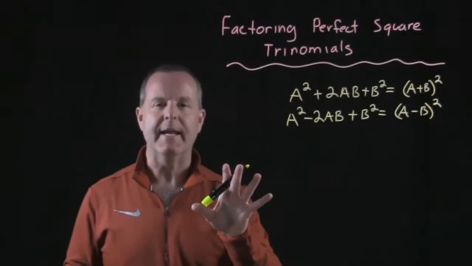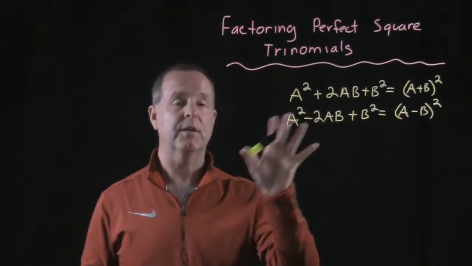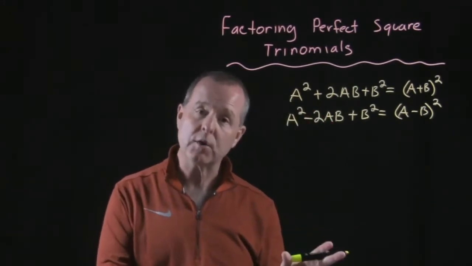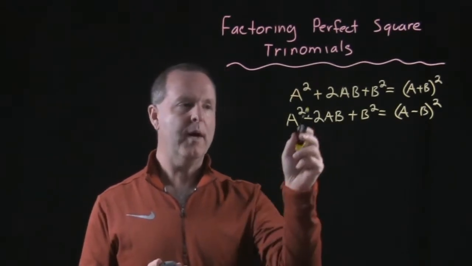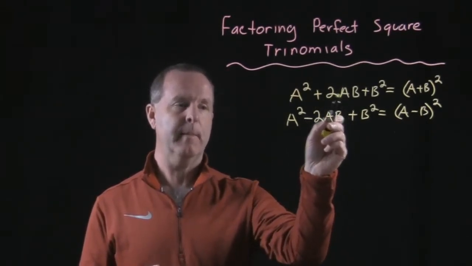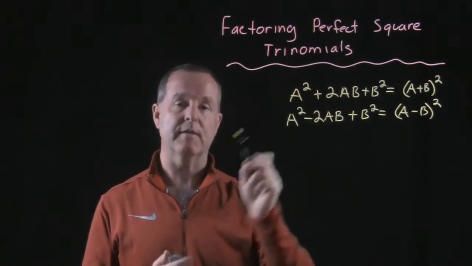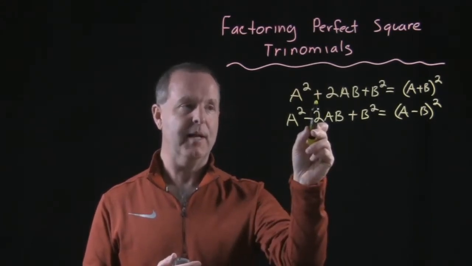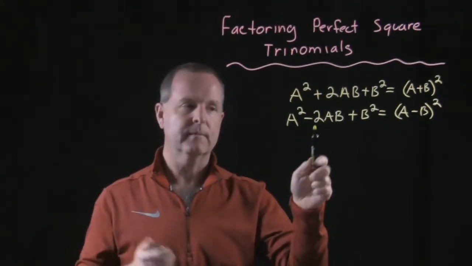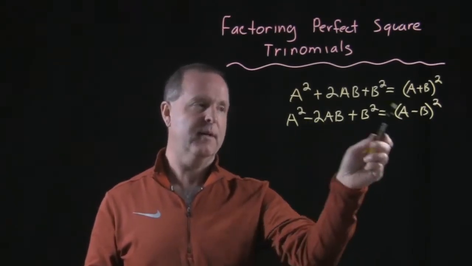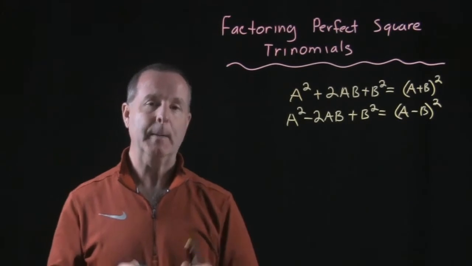We also have some hints on how to factor trinomials, or perfect square trinomials. Notice that we have two basic patterns: one where we have a plus the middle term and one where we have a subtraction of the middle term. When it's a plus the middle term, it factors into (a plus b) squared. When I have a minus the middle term, it factors into (a minus b) squared.